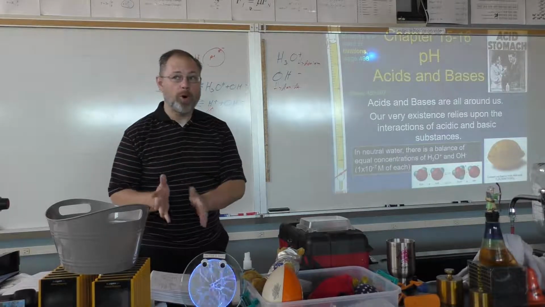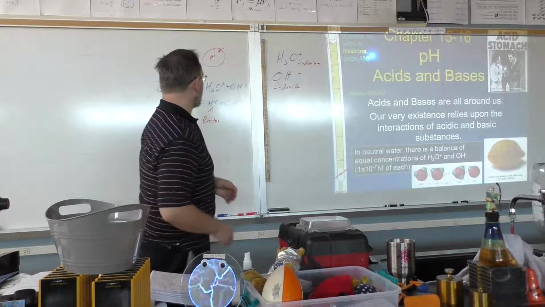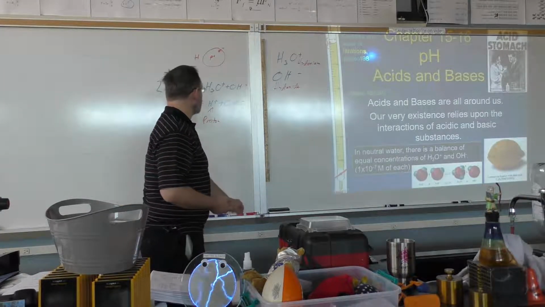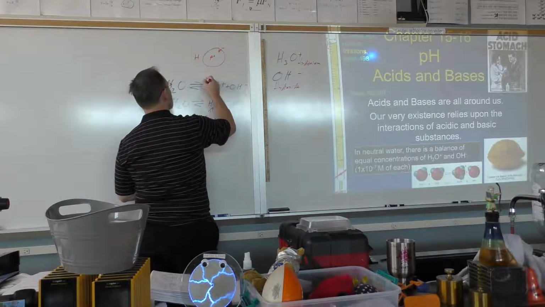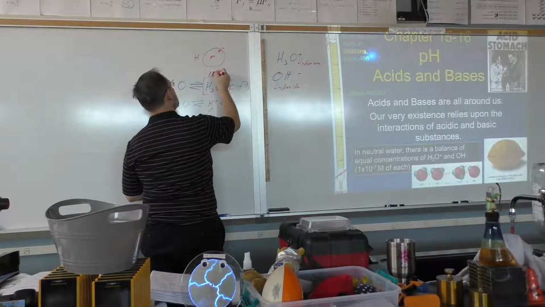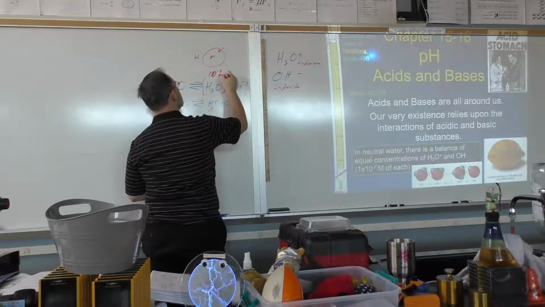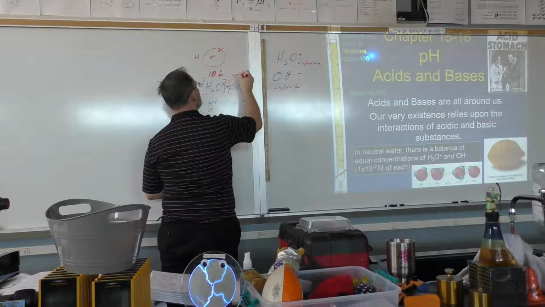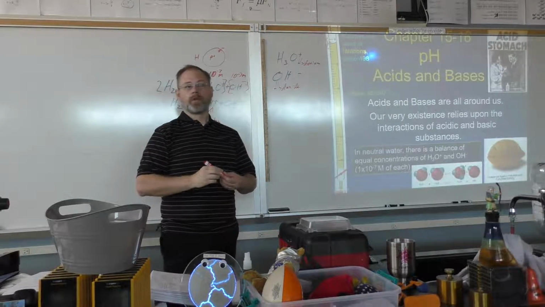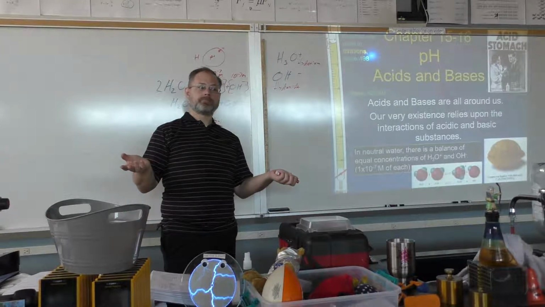So in neutral water, there is a balance of hydronium and hydroxide. There is specifically, you put little brackets around these guys, there is 10 to the negative 7 molar hydronium and 10 to the negative 7 molar hydroxide. Make sense so far? Okay.